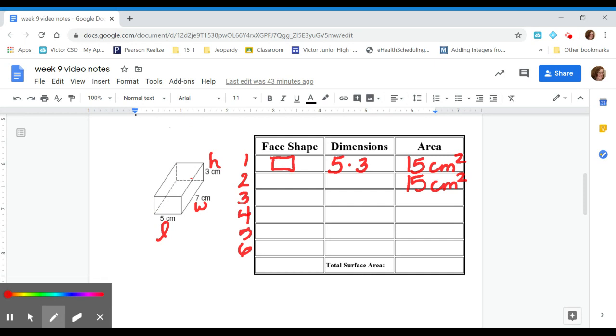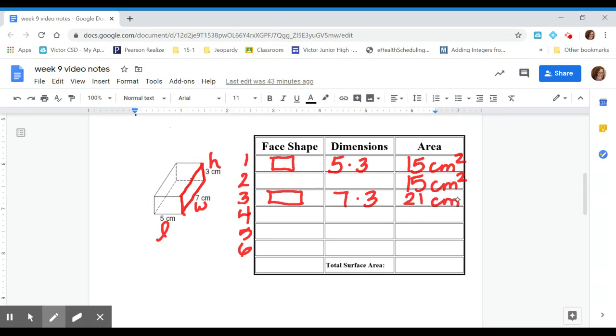The next one I am going to choose is I'm going to use the width and height. So this one has dimensions of 7 by 3. So this rectangle, 7 by 3, has an area of 21 centimeters squared. And this one over here is also 7 by 3, so 21 centimeters squared.